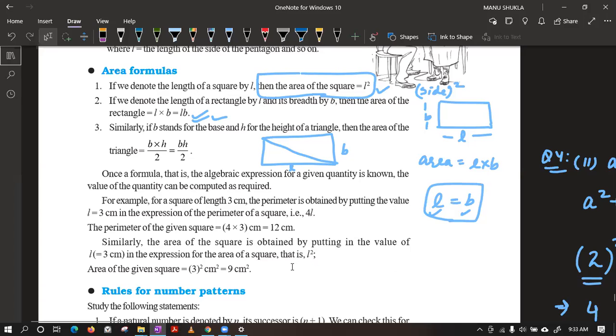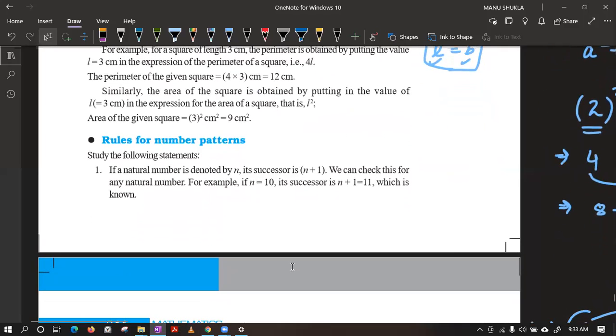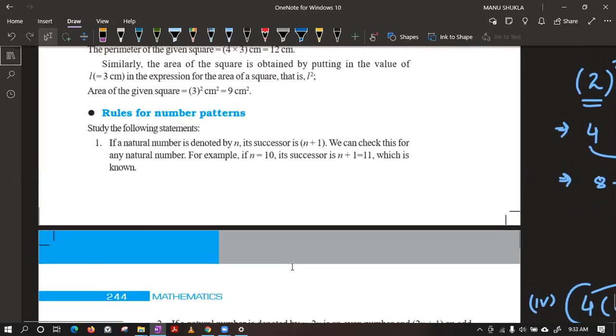Now we will try to understand the patterns, how these formulas are being made. Okay. Let's see.